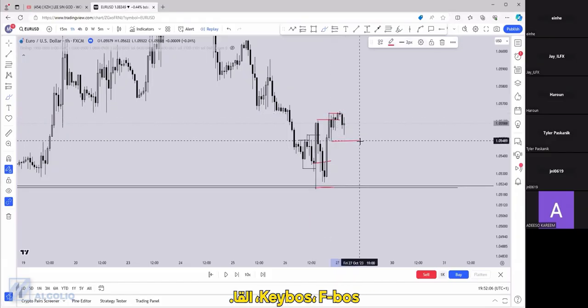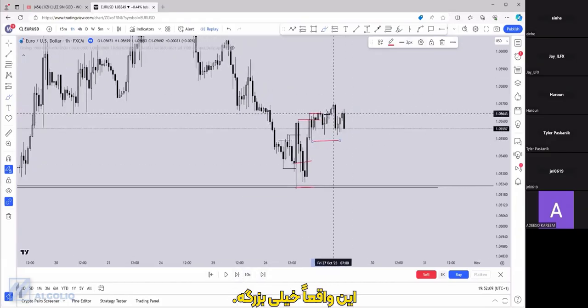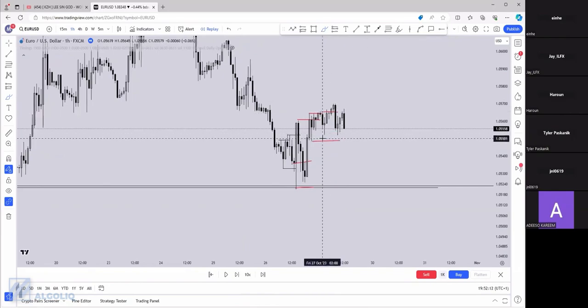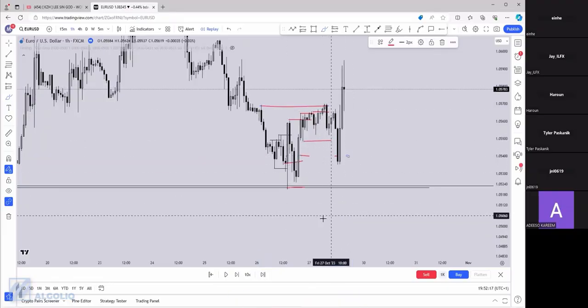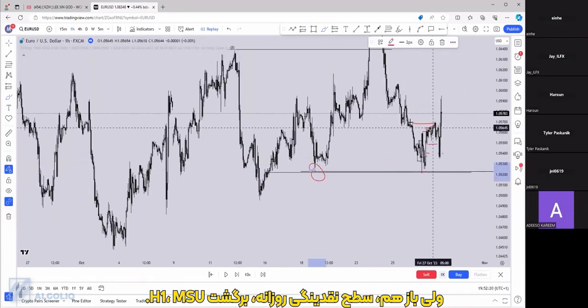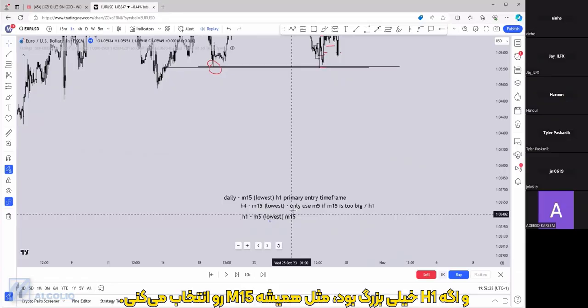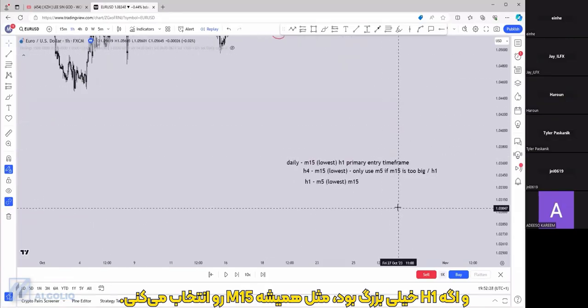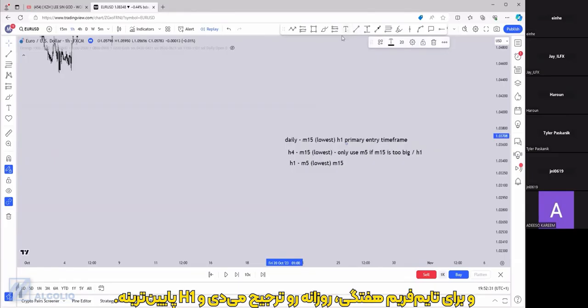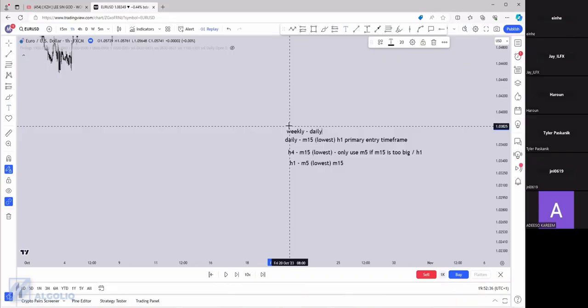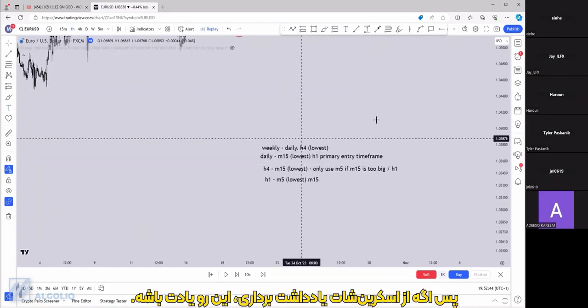Key BOS, FBOS, inducement. This is just like huge. Price takes something out here. Doesn't matter. Then you have 50%, right? But again, daily liquidity level, H1 reversal, MSU. And you would choose M15 if H1 was too big, as always. And for weekly, you would prefer daily, and H1 is lowest. So if you take note or screenshot, then remember this.